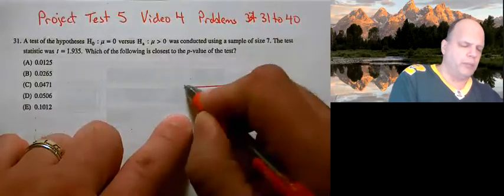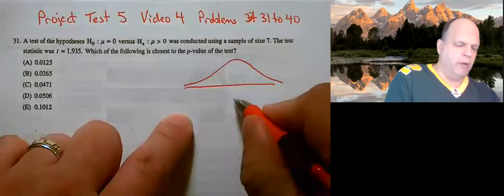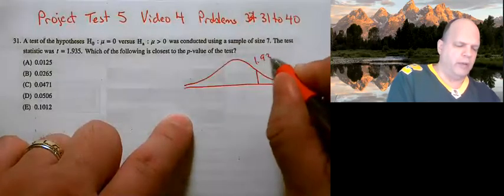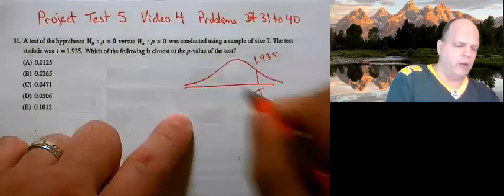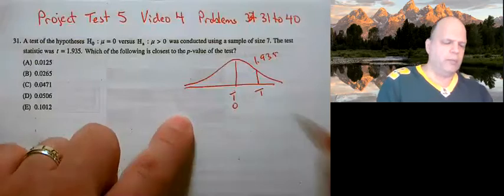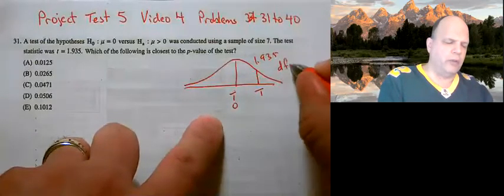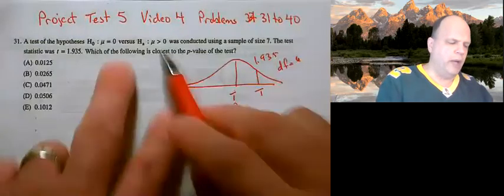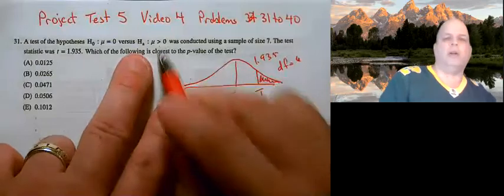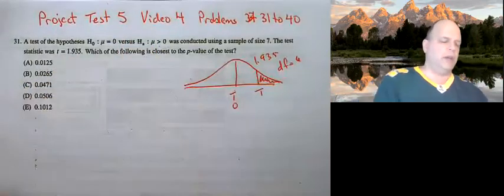So we ended up using a t statistic of 1.935. This is our t value. And remember, t is centered on 0. We have a sample size of 7, so our degrees of freedom is 6. And we have a greater than, so we're shading up and to the right. Very important to make note is whether it's a one tail or two tail. This is a one tail.